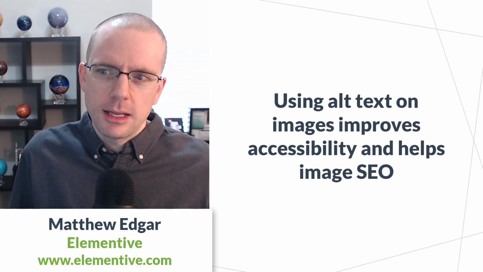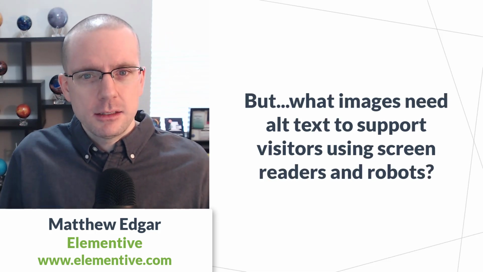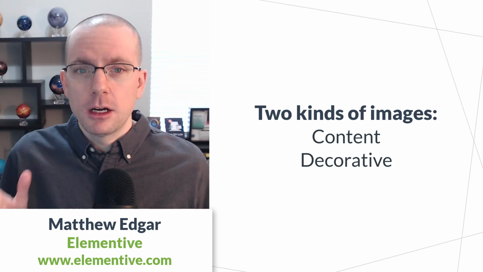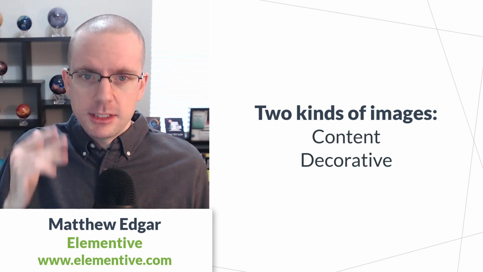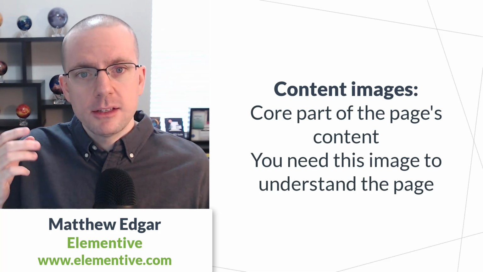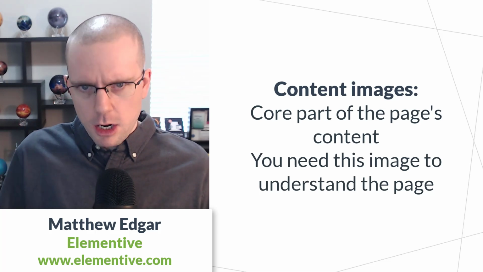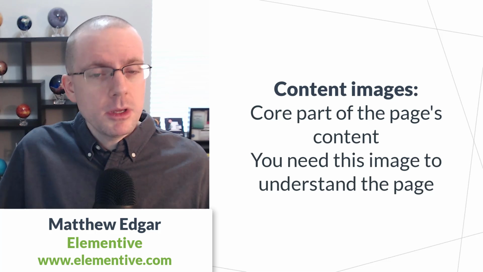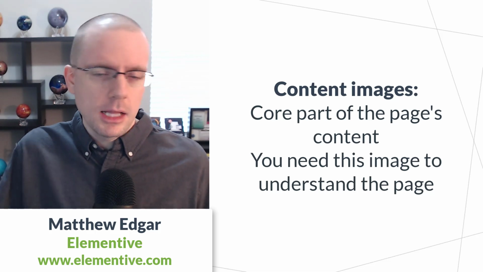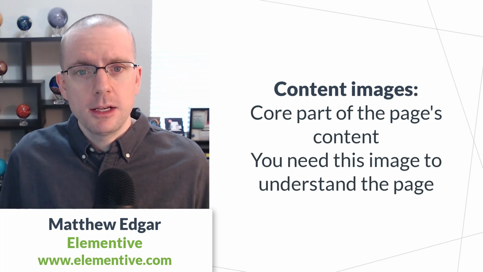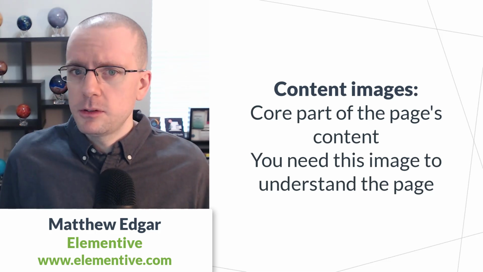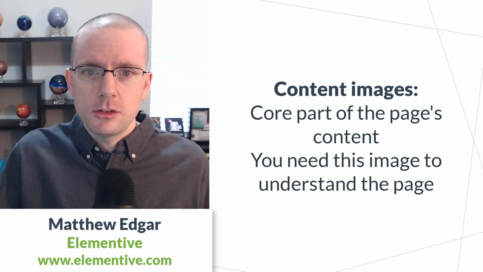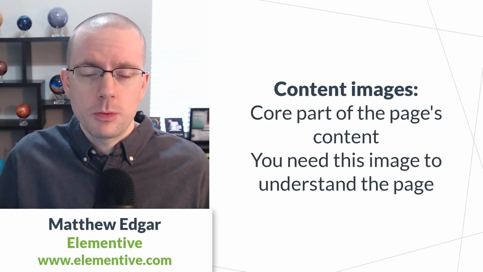But this is where the question kicks in of what images need alt text and which images do not need alt text. So broadly speaking, there's two kinds of images you're going to find on a website. There's content images and there's decorative images. A content image is an image that's a core part of the website's content. You need to be able to see this image to really understand the page. And in some cases, that image might be what you're coming to the page to see. A classic example of this are images on product pages on e-commerce websites. You need to be able to see images of that product. That's a core part of the page. In a lot of cases, that's one of the things you're really coming to the website to see. You need to see those product images.